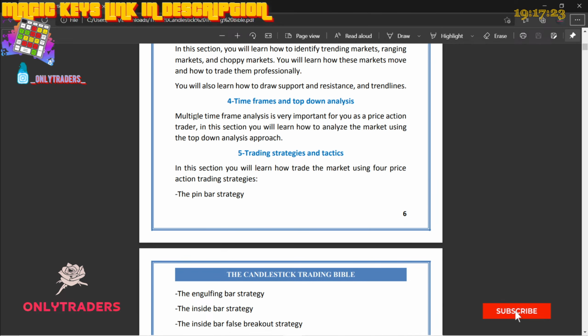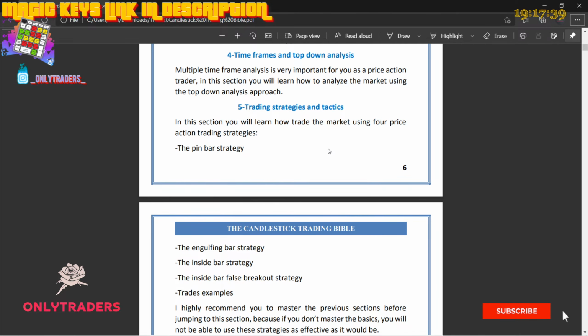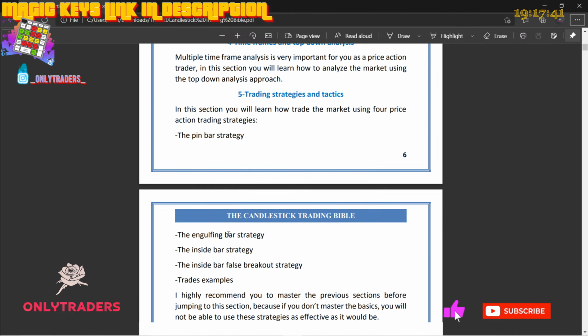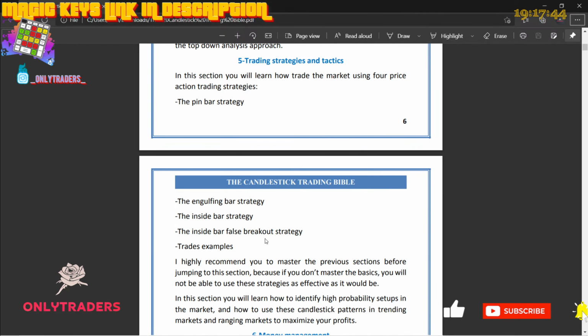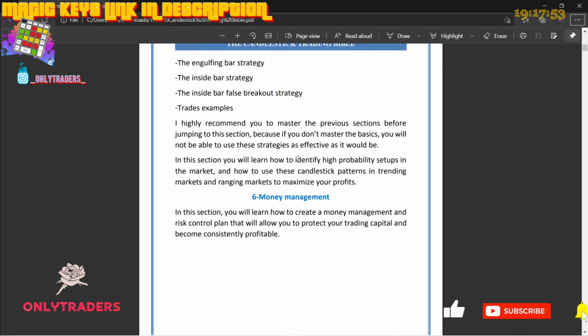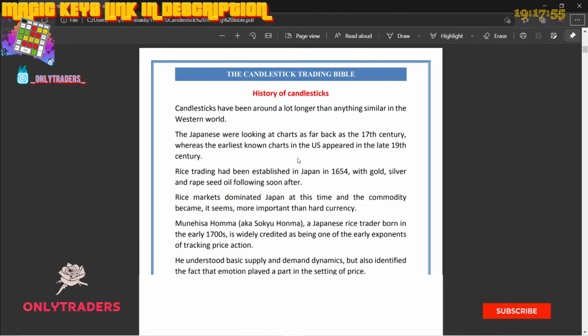Then the multiple time frame analysis, that's basically going from your daily to your 4-hour to your 1-hour, down to smaller time frames, and how you're going to use all the things you see on each time frame to come up with a trade. And then the trading strategies and tactics, if we're looking for engulfing, inside bar strategy, break and retest. These are basics, but still the most important basics, because that's the foundation for your trading. So let's get straight into it.